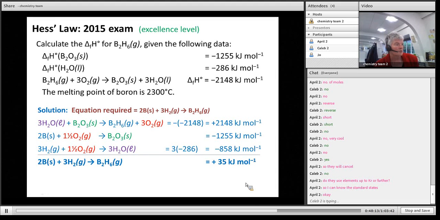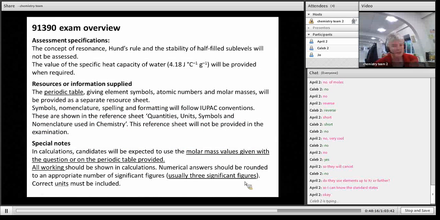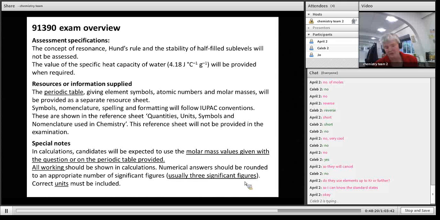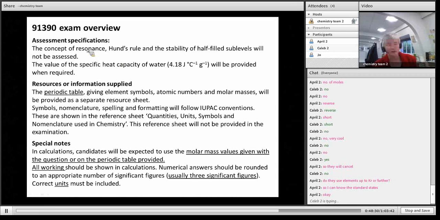Okay, right. So this is what you get if you go onto the NZQA site, and this is what they tell you about the exam. This is not important as far as you are concerned. This is just there for the teacher. So you don't have to know about resonance, you don't have to know about Hund's rule, you don't have to know about the half-filled sub-levels. Now I know in the 304.1 teacher marked assignment, I've asked you about the half-filled sub-levels. You don't have to know it for the exam. So I've still got to change that question.